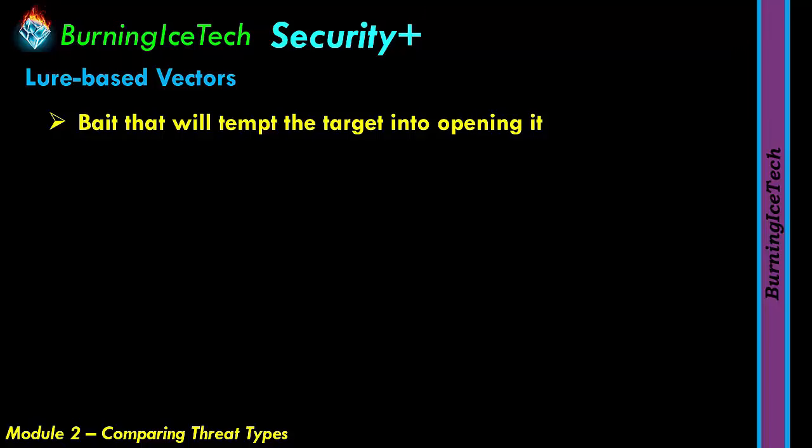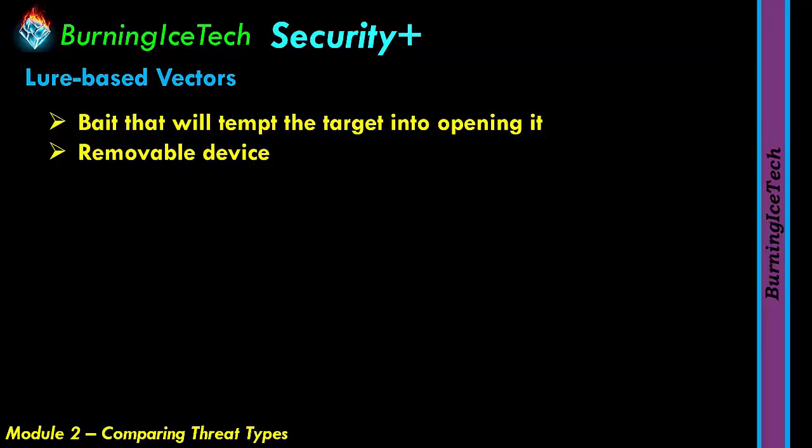Now, lure-based can also be something like a removable device. So lots of times the threat actor will try and trick the user or your users into opening this flash drive, this external device, or whatever it might be. They're going to try and get them to plug it in. And in some cases, to try and trigger something.